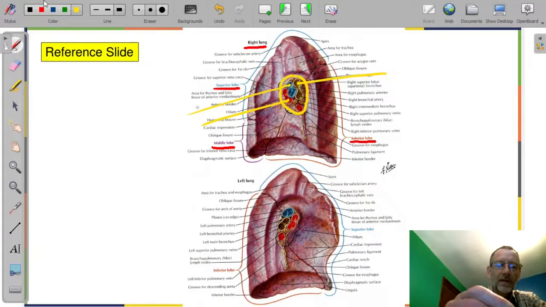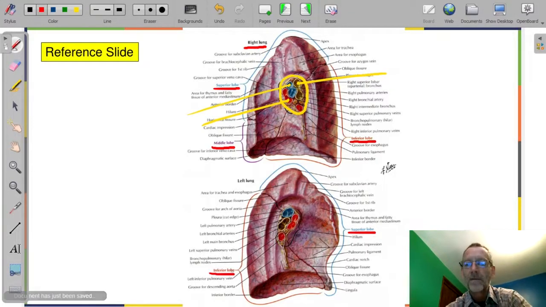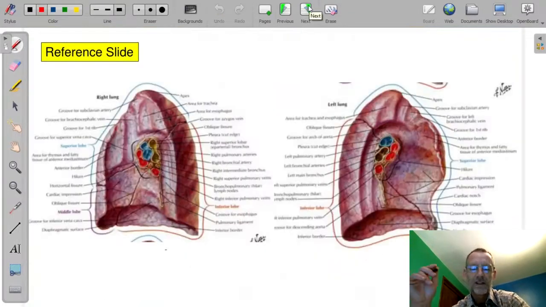And the left lung, again, 2 lobes on the left, superior lobe and the inferior lobe. Next slide, pretty much the same idea. I think I just split those out. This one's a little fuzzier.